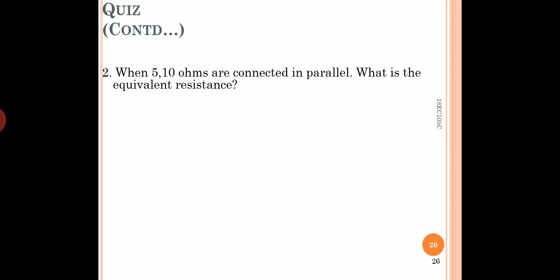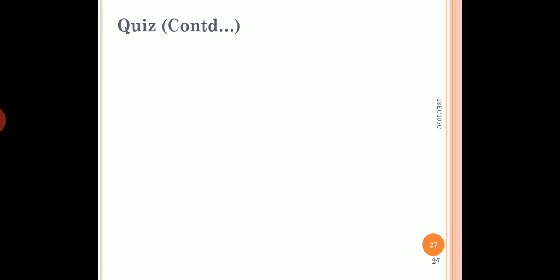Let us see the next one. When two resistors 5 ohms and 10 ohms are connected in parallel, what is the equivalent resistance? It should be very easy for us to calculate. The choices given are 15 ohms, 3.33 ohms, 50 ohms and 0.33 ohms. What is the right answer? So it is 3.33 ohms. Right.